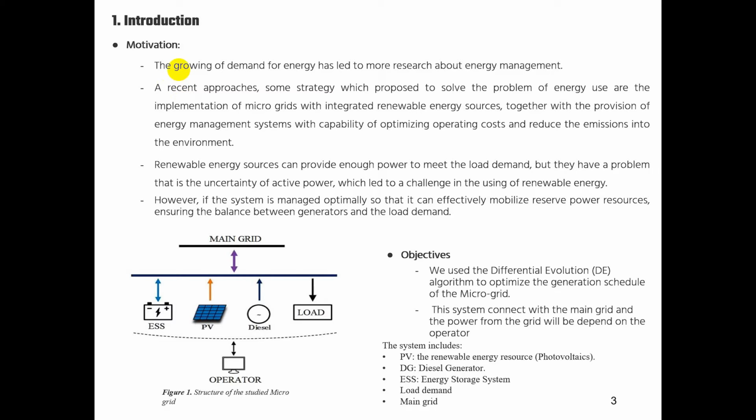In the objective, we use the DE algorithm to minimize the generation schedule cost of the microgrid. DE stands for the differential evolution algorithm. The system is connected with the main grid, and the power from the grid depends on the operator. You can see here this is our system. ESS stands for energy storage system, like a battery. PV stands for renewable energy resource, like solar or wind energy. And this is the diesel generator and the load, all connected with the main grid.